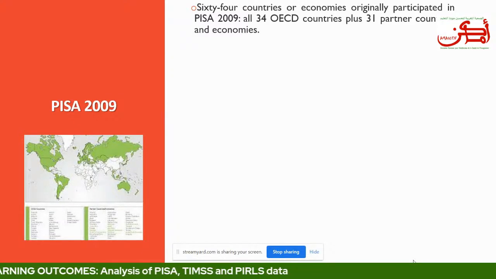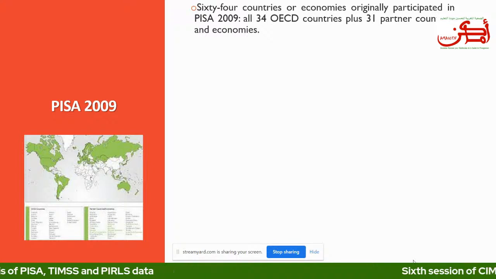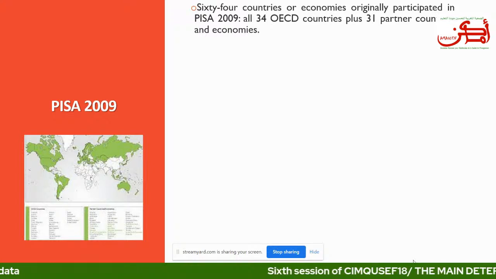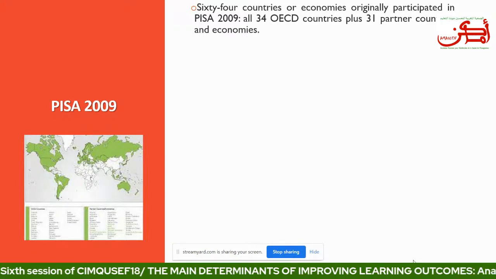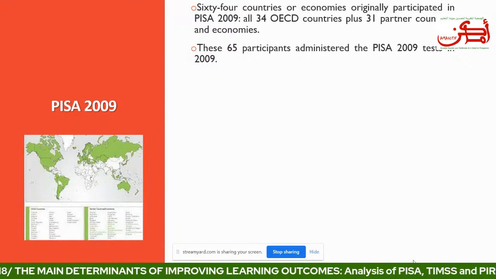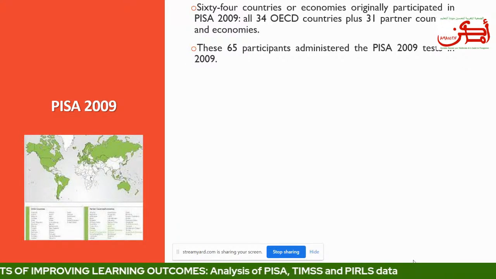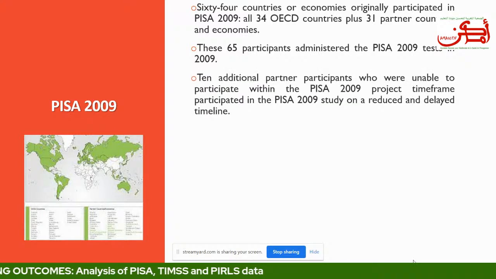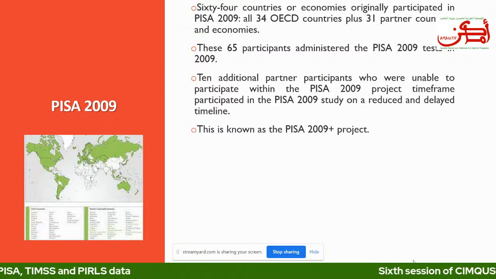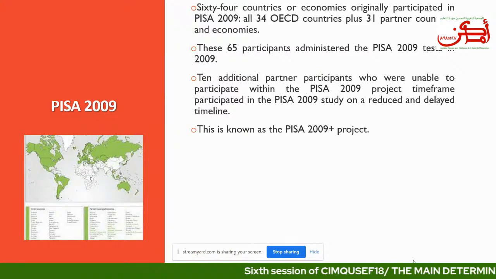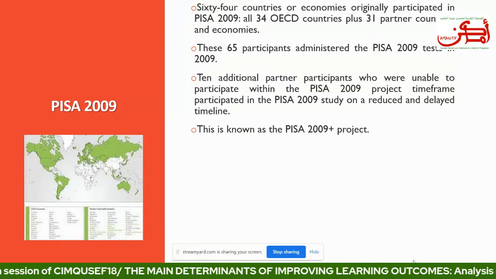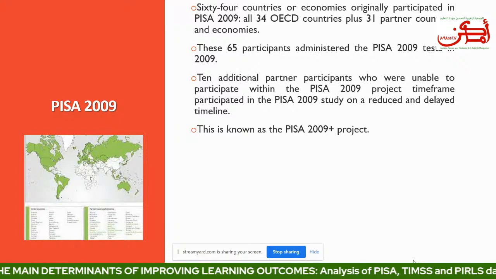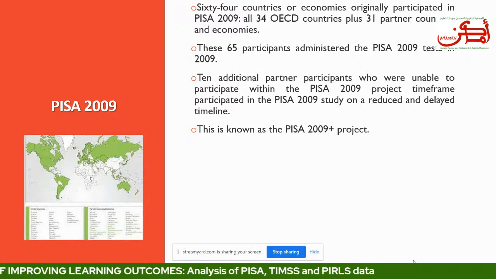64 countries or economies originally participated in PISA in 2009, including 34 OECD countries. In addition to 34 OECD countries, 31 partner countries and economies participated, and India was one of the partner countries. These 65 participants administered the PISA 2009 test in 2009. 10 additional partner participants were PISA 2009 plus countries. So India was one of the PISA 2009 plus countries. The test was administered in 2010 because they couldn't follow the timeline of the PISA. So the test was same, but the administration of the test was done in 2010.